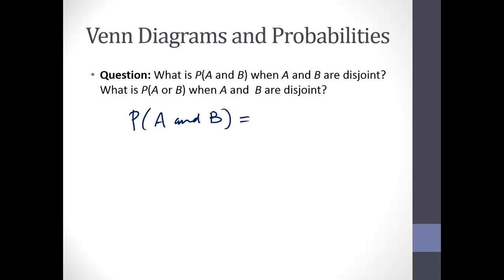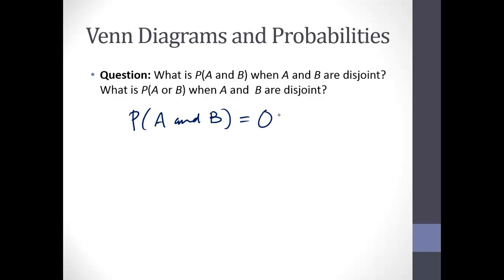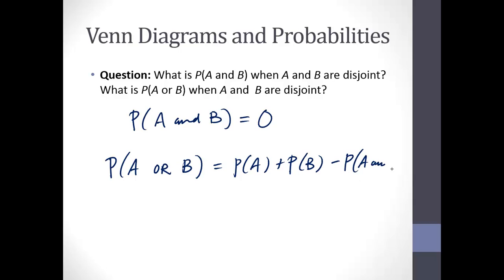But what is the probability of A and B if they can't happen at the same time? If my Venn diagram looks like this, the probability of them both happening is 0. Thank you. So the probability of A and B, if they're disjoint, is 0, which, as you guys were saying, means that the probability of A or B equals the probability of A plus the probability of B. Again, in general, it includes minus the probability of A and B, but now this part equals 0, so this is going to be equal to the probability of A plus the probability of B.